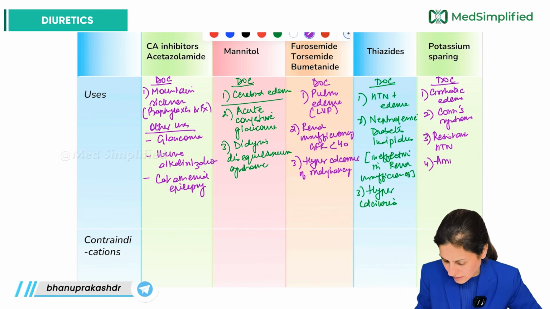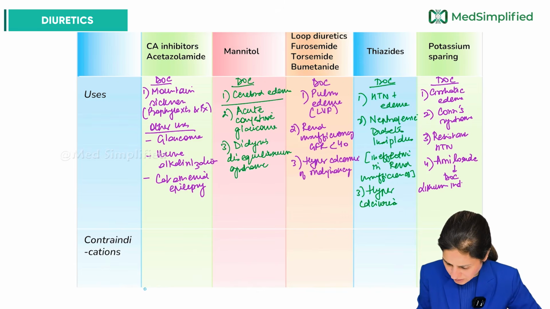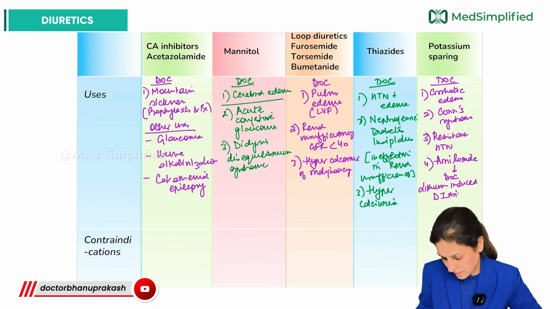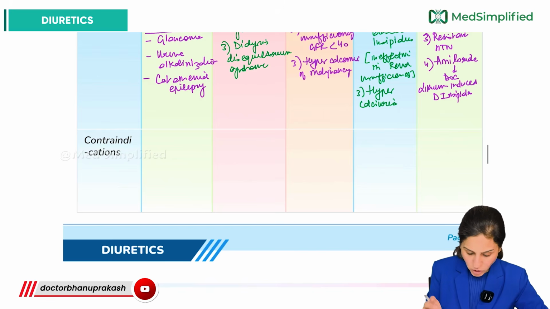Then amiloride. It is the drug of choice in case of lithium-induced diabetes insipidus. Okay, that is the important role.